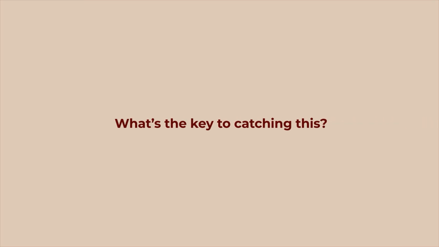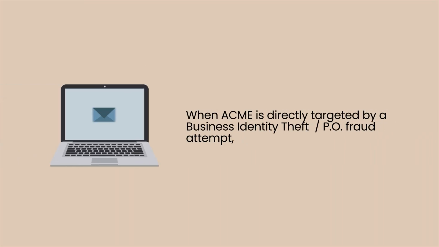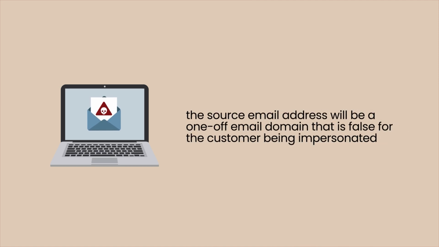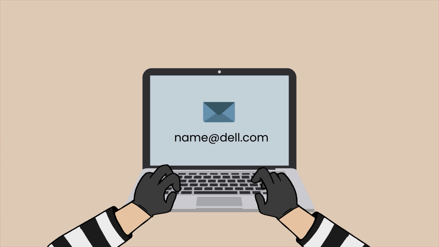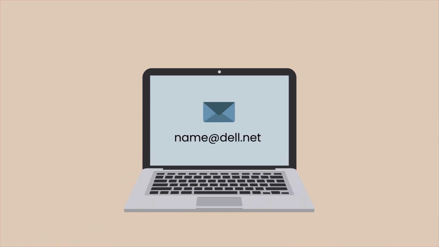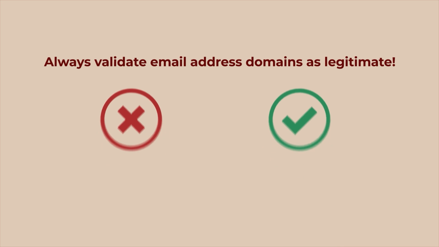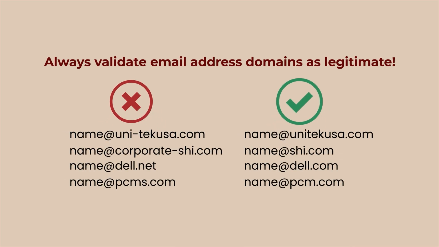What's the key to catching this? When ACME is directly targeted by a business identity theft PO fraud attempt, the source email address will be a one-off email domain that is false for the customer being impersonated. Threat actors behind this type of fraud scheme will cybersquat one-off false domains to use for email purposes for the fraud scheme. The key to catching this is to always validate email address domains as legitimate.